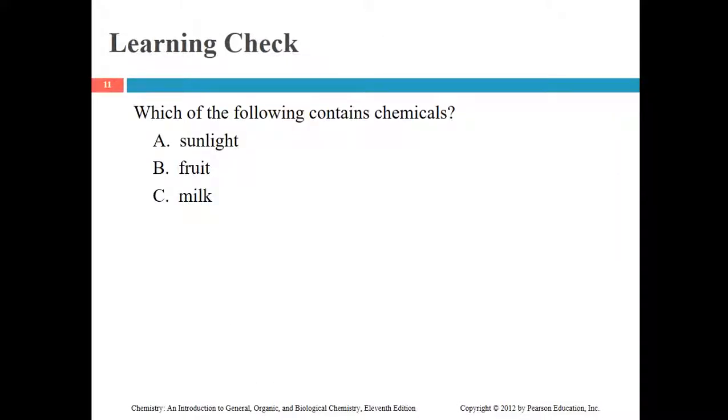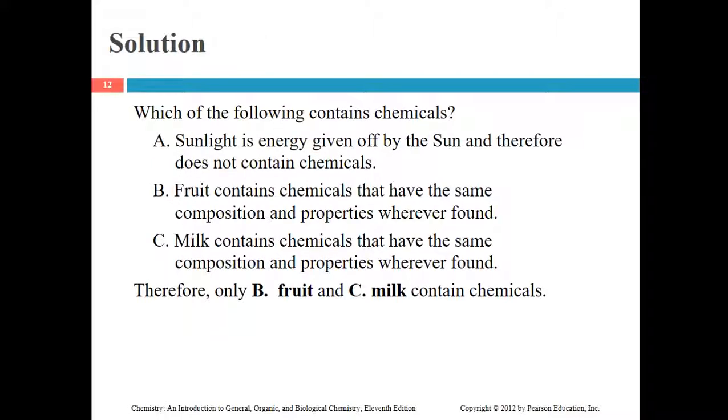So let's see, which of the following contains chemicals? Sunlight. Nope. Fruit and milk. Well, yeah, okay. So notice, we're going to go to the next slide: which of the following contains chemicals? Sunlight is energy. Well, energy is not classified as a chemical. Yes, we do all sorts of calculations determining how much energy is going to be given off in chemical reactions, but it's not a chemical per se. And we know that fruits do contain chemicals, and milk also.